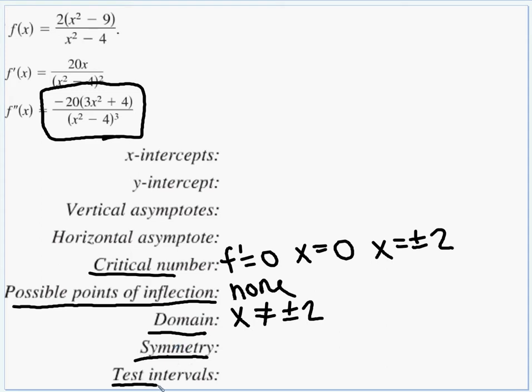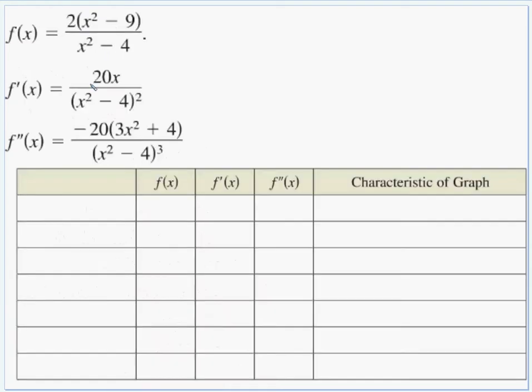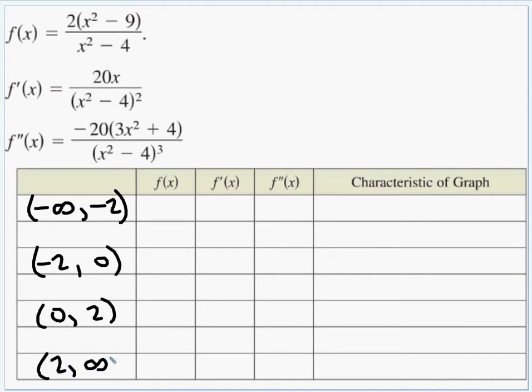Our test intervals are going to come from the critical numbers, and the asymptotes are going to chop everything up. So our critical numbers are 0 and plus and minus 2, and plus and minus 2 are also where the vertical asymptotes are. So those are the numbers that are going to chop us up, 0, 2, and negative 2. Now watch this. I'm going to go from negative infinity to negative 2, and then leave a space there, negative 2 to 0, 0 to positive 2, and then 2 to infinity. There are the intervals like we've been checking for a while now.